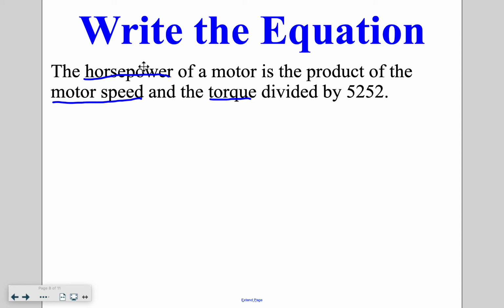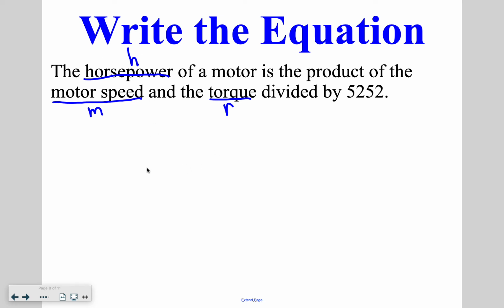I usually like to go with the first letter of the word. So I'm going to use H for horsepower. I'm going to use M for motor speed. Normally I would use T for torque, but because a T can look like a plus sign, I'm going to go ahead and change that to R. If you use T, that's totally fine. I just want to make sure that you are writing equations so that you can actually read your writing.